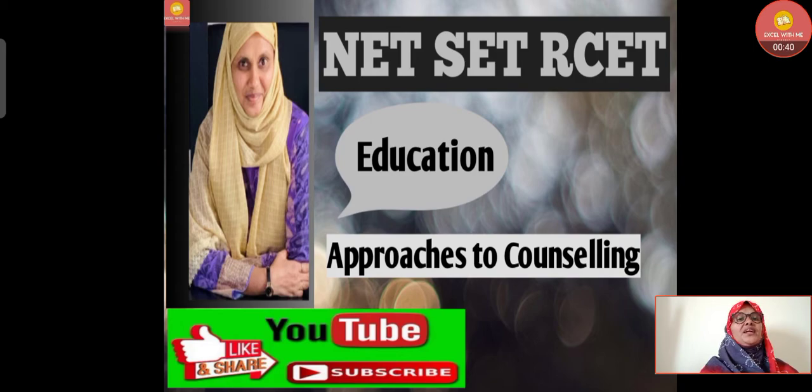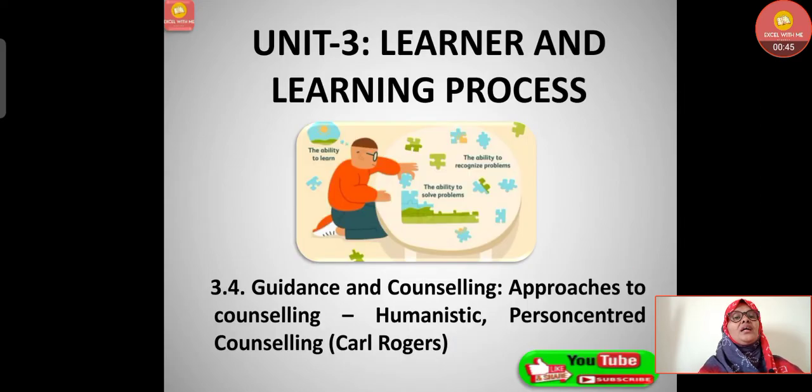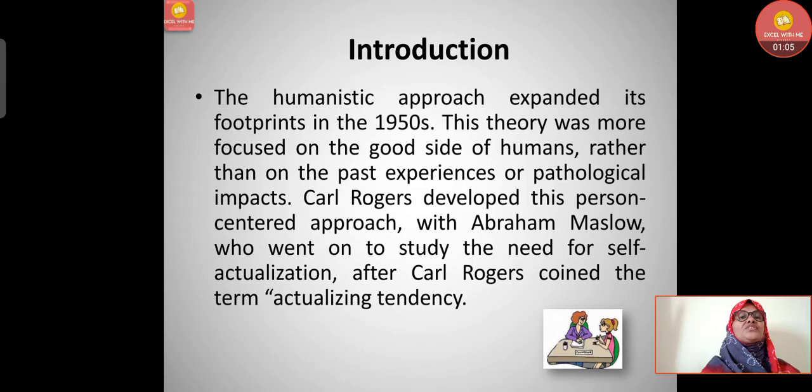Let's start today's class, that is UGC NET paper 2, approaches to counseling, that is unit 3, learner and learning process, under which guidance and counseling we were discussing. Already approaches to counseling we have started with humanistic. We understood humanistic counseling. What is humanistic counseling? Importance will be given to the experiences of the person. Support will be given to the person to guide him or herself.